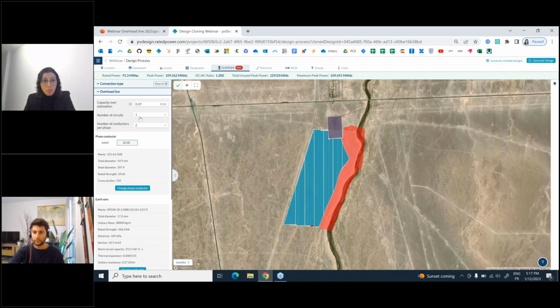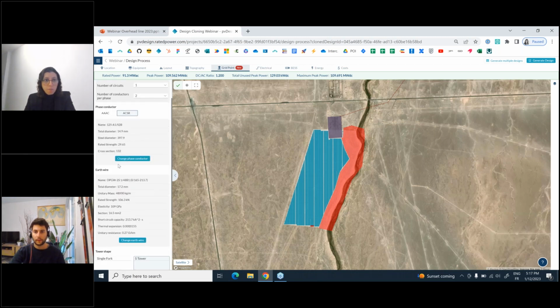The second input is the number of circuits. So up to now, we have only two options, either single or double circuits. We have up to four conductors per phase that the user can choose, bundled up to four. And also you have here the selection of your conductors.